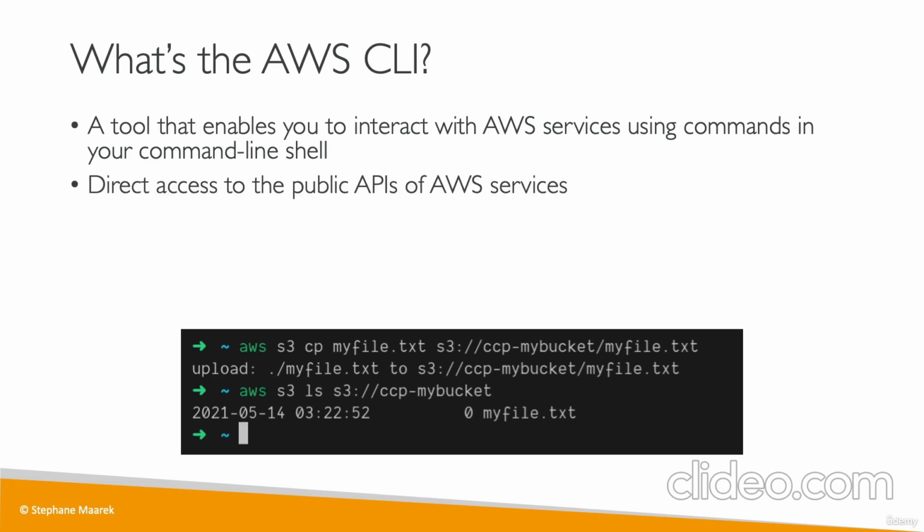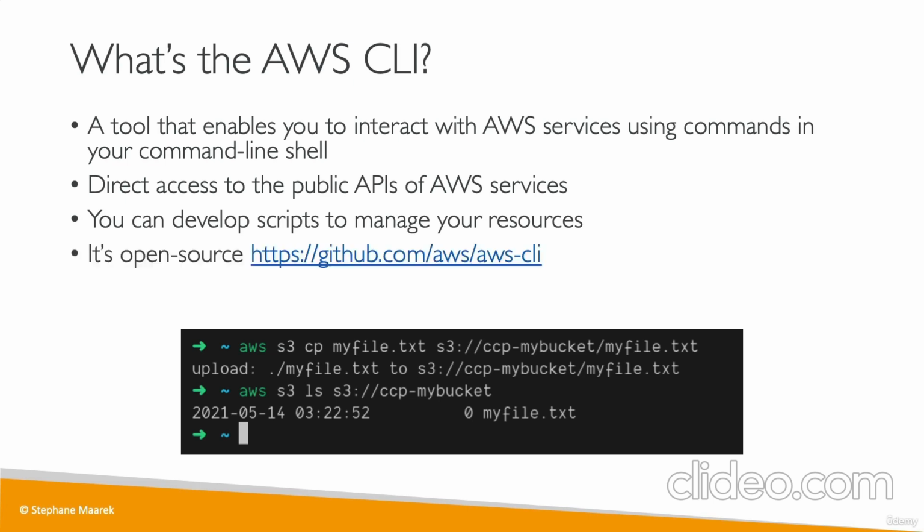Now, with this CLI, you get direct access to the public APIs of your AWS services, which is going to be very helpful in this course. And then using the CLI, you can develop scripts to manage your resources and automate some of your tasks. The CLI is open source. You can find all the source code on GitHub, and it is an alternative to using the AWS Management Console. I know that some people actually do not even use the Management Console. They only use the CLI, for example.